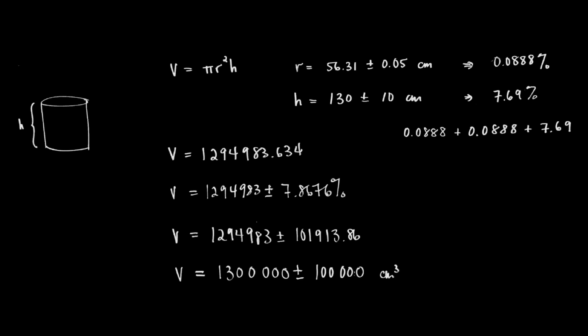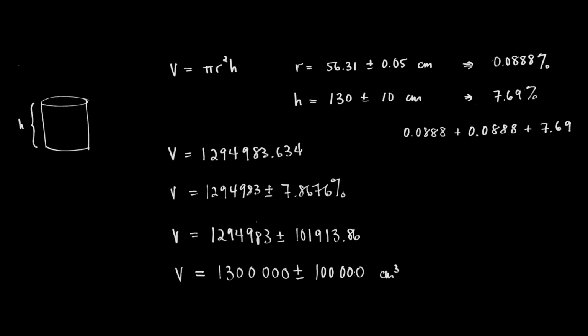Now, the next thing that I do is I apply the rule. And the rule of uncertainty says that whenever I multiply or divide numbers that have uncertainties, the relative uncertainty of the result is the sum of the relative uncertainties. The relative uncertainty of the result is the sum of the relative uncertainties.